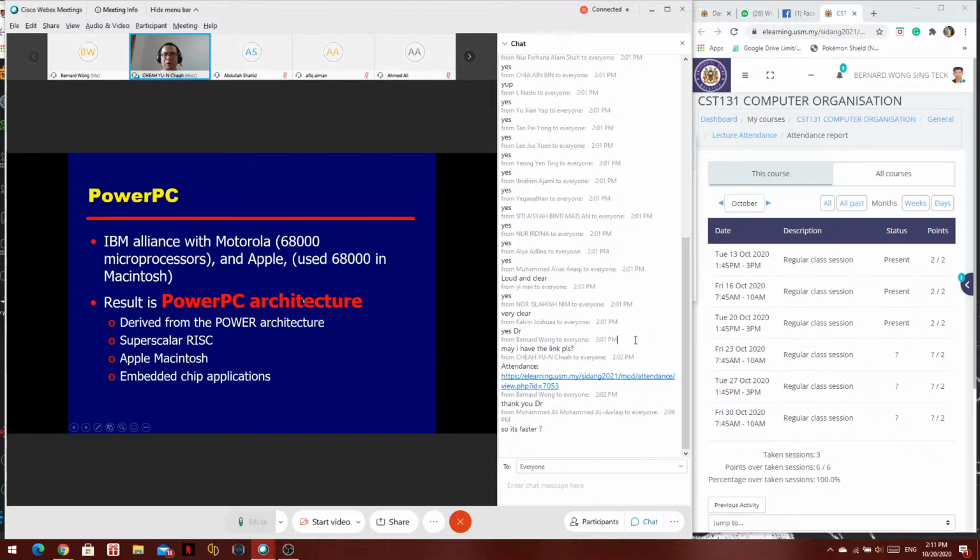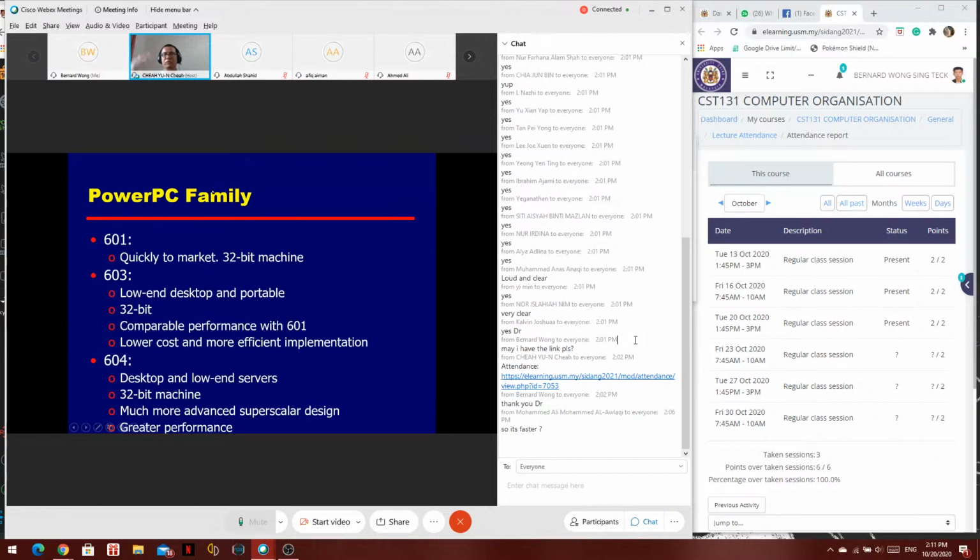So they came up with this PowerPC architecture. IBM and Motorola and Apple joined together to produce these machines. And the early processors were called the 86,000 machines. Again, it's superscalar RISC, and that's also how the Apple Macintosh came about, using the PowerPC processor. And these are the evolution: 601, 603, 604, and so on. Again, they evolved from 32-bit machines.